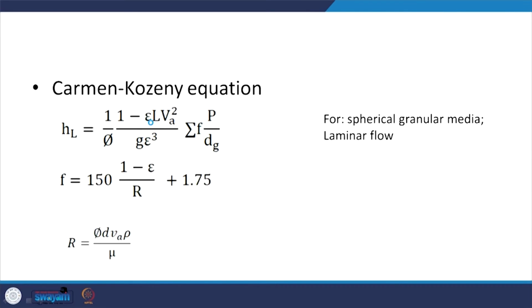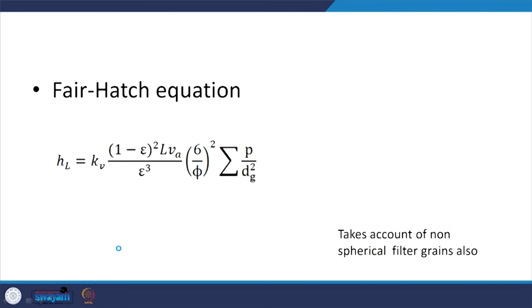And then we have the Carman-Kozeny equation. This is for spherical granular media and laminar flow. That is something to keep in mind. Again, you do not need to memorize these, at least for this particular class. Again, the Reynolds number calculation based on the variables relevant to filtration is given here. The Fair-Hatch equation takes into account non-spherical filter grains. Again laminar flow, but here we have non-spherical. So, here spherical and non-spherical.